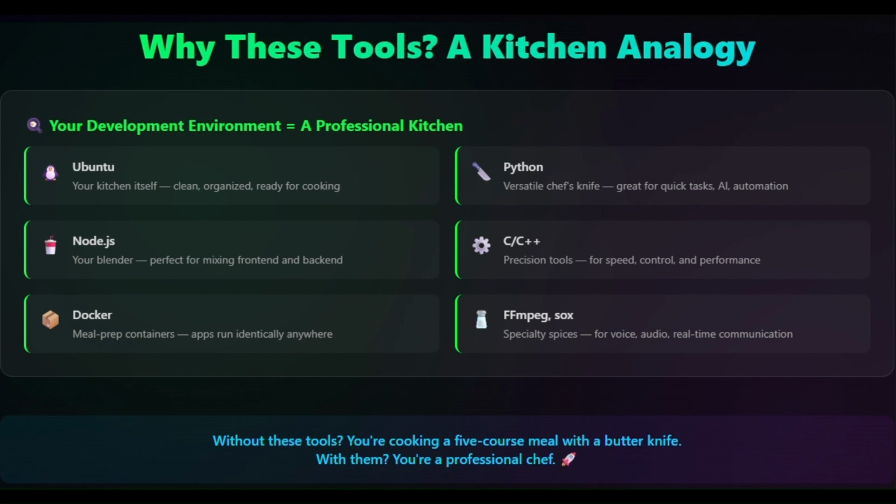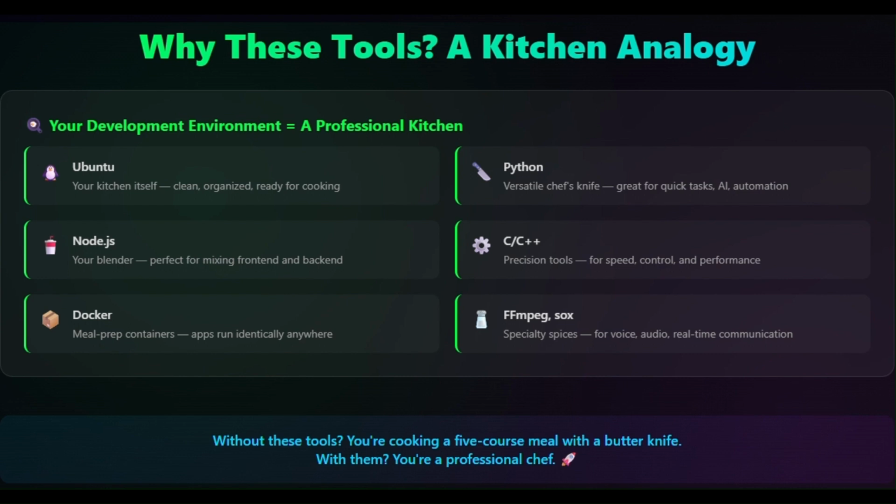Docker is your meal prep container. It packages your app so it runs the same everywhere, no matter whose kitchen you are in. And VoIP libraries like FFmpeg and SoX, those are your specialty spices for adding voice, audio, and real time communication to your dishes. Without these tools, you are trying to cook a 5 course meal with a butter knife. With them, you are a professional chef.